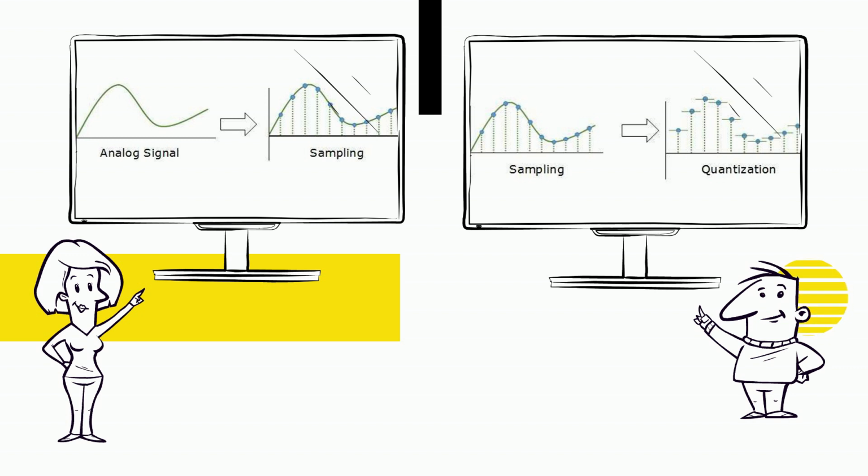The quantization is done between the maximum amplitude value and the minimum amplitude value. Quantization is an approximation of the instantaneous analog value, which is then converted into binary format.